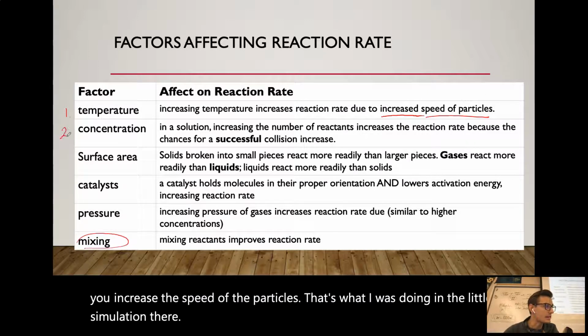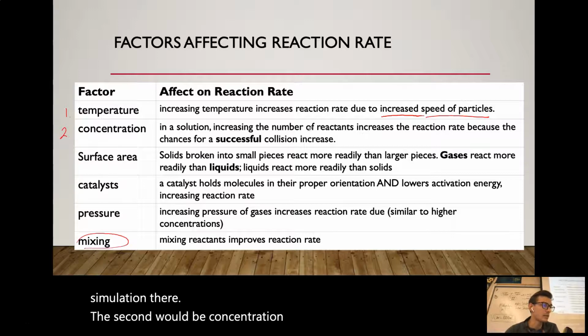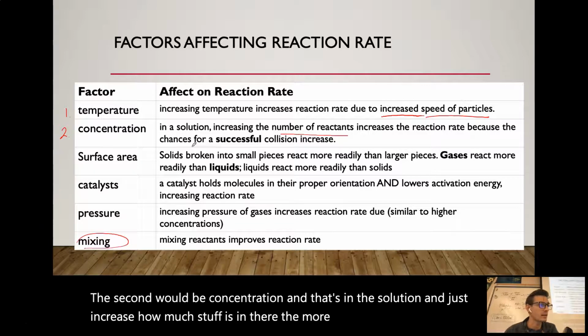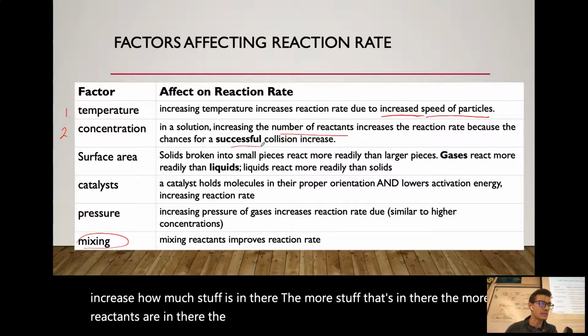The second would be concentration. And that's in the solution, to just increase how much stuff is in there. The more stuff that's in there, the more reactants are in there, the higher the chances of successful collisions are. Okay, so increase the concentration.